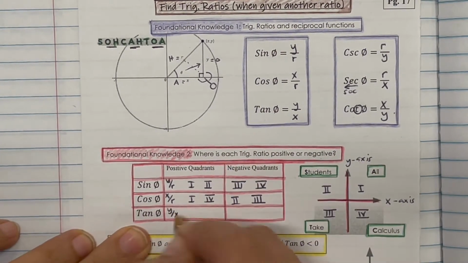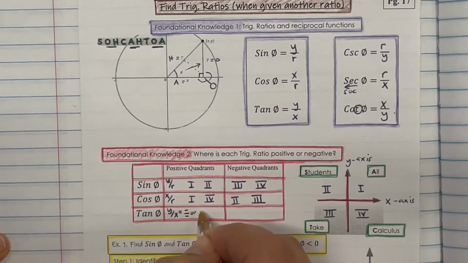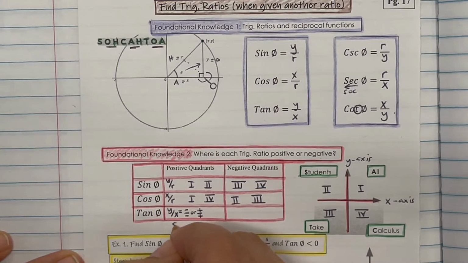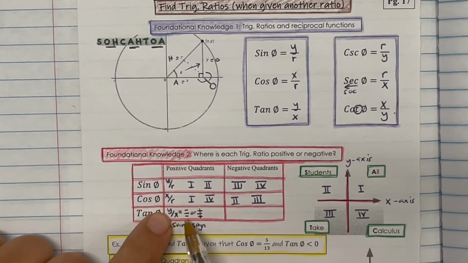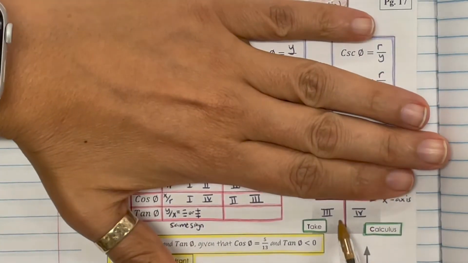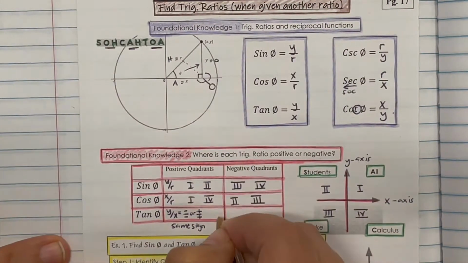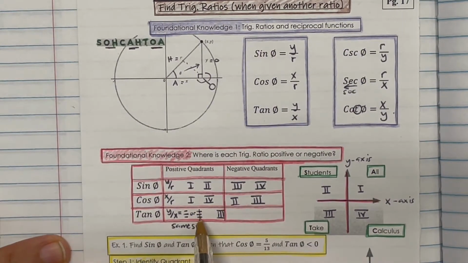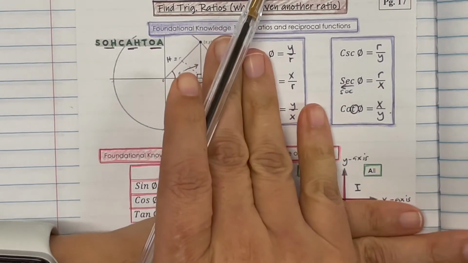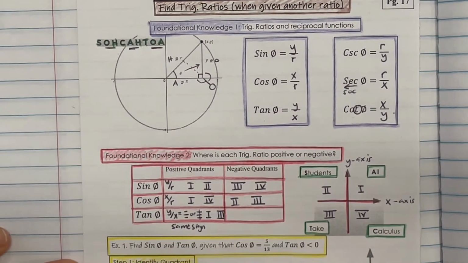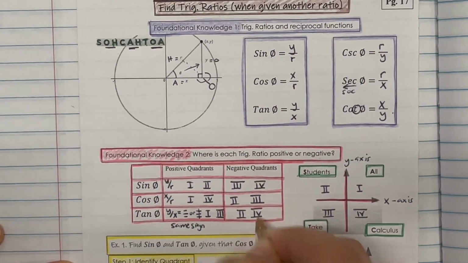So remember, tan is y over x. So for it to be positive, it either has to be both negative, because negative divided by negative is positive, or both positive, because positive divided by positive is positive. So I'm looking for the same sign for y and x. So when is y negative? Boom. When is x negative? Boom. So quadrant 3. So that's giving you negative, negative. All right, let's look for positive, positive. When is y positive? And when is x positive? So quadrant 1. So tan is positive in those two quadrants, which means the other two quadrants, it's negative.